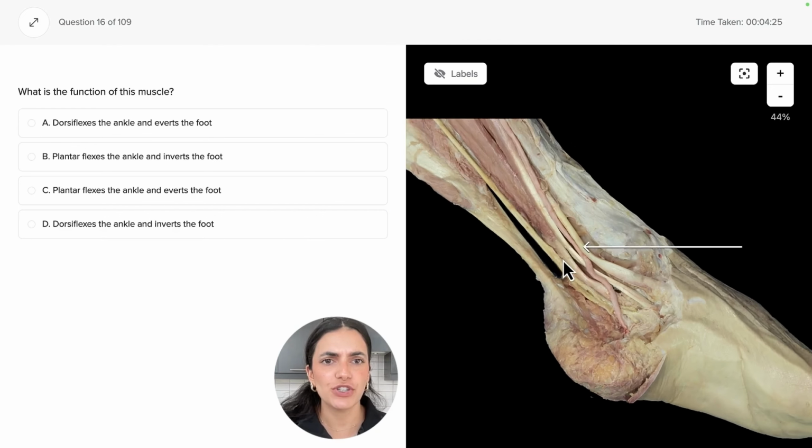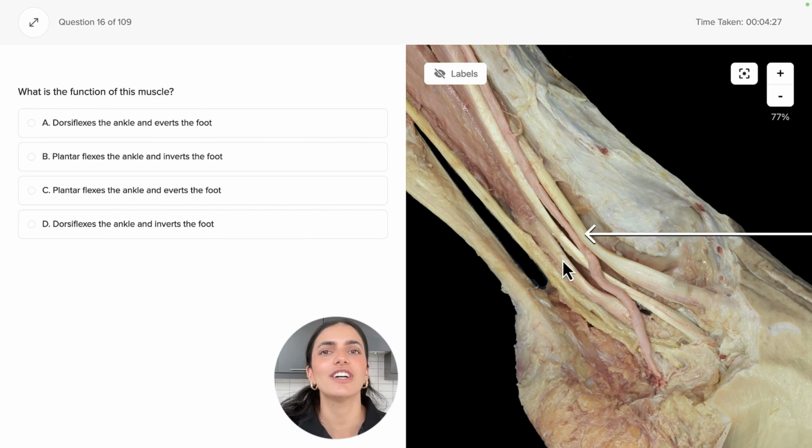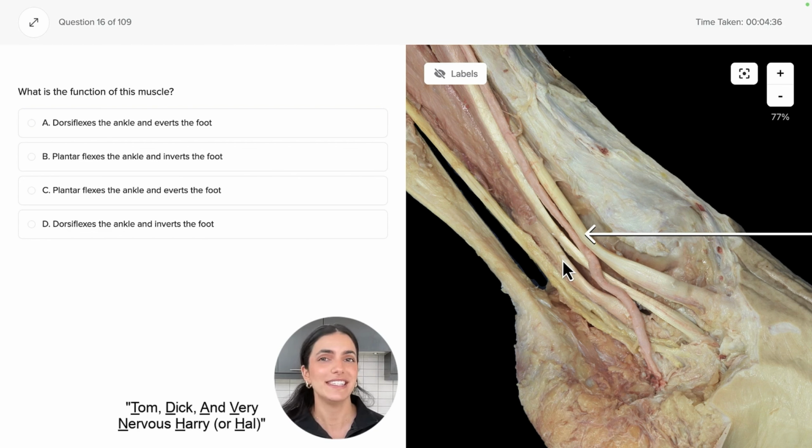So now let's zoom in to the tarsal tunnel and look at some of the structures found within. A very cool mnemonic to help you remember the contents of the tarsal tunnel is Tom, Dick, and very nervous Harry. Let's break down that mnemonic. First, we have Tom, and Tom represents the tendon of the tibialis posterior muscle, which is the structure that we have tagged here. This tendon is found most anteriorly within the tarsal tunnel.